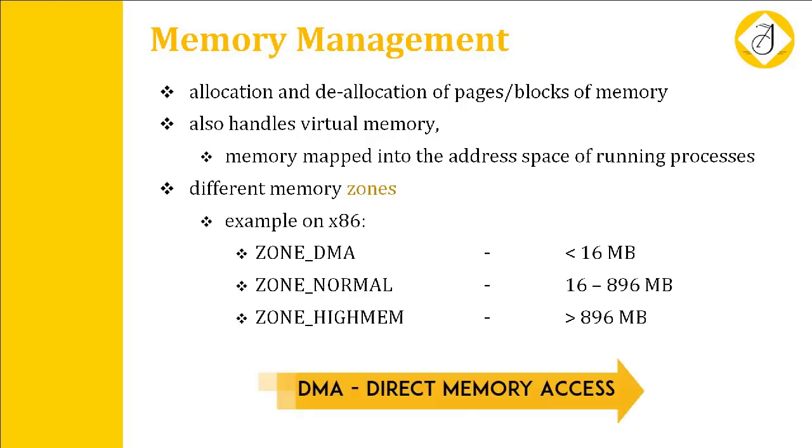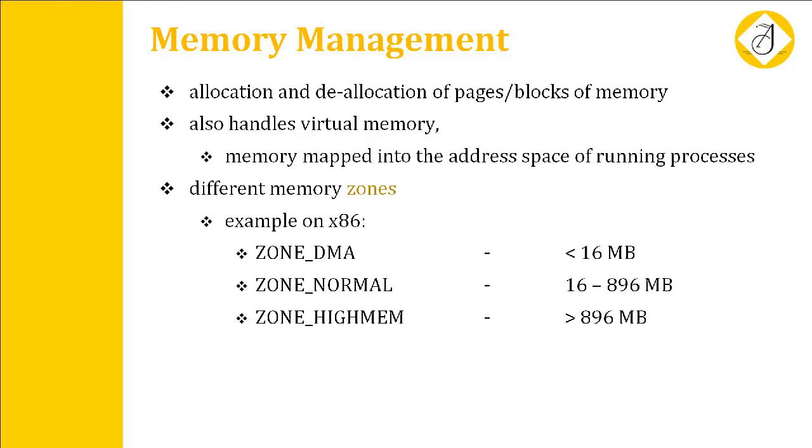Number one is ZONE_DMA, which has a physical memory size of less than 16 megabytes. And next one, ZONE_NORMAL. Here the size of the physical memory ranges from 16 to 896 MB, whereas ZONE_HIGHMEM has the higher size of physical memory, which is greater than 896 megabytes. And the next, how to manage the physical memory.